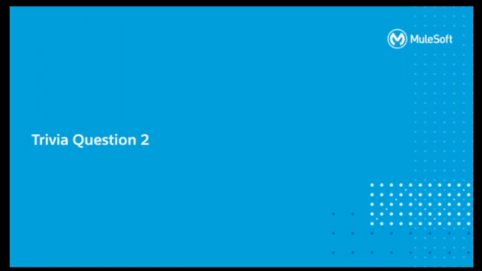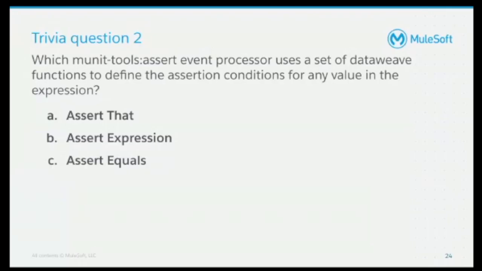Okay, trivia question 2. Which MUnit tool's assert event processor uses a set of data functions to define the assertion conditions for any value in the expression? Assert that, assert expression, or assert equals? Correct answer is assert that. Like I said, it uses the inbuilt MUnit matches, the set of data functions called MUnit matches, to do the assertions. So the answer is assert that, A.